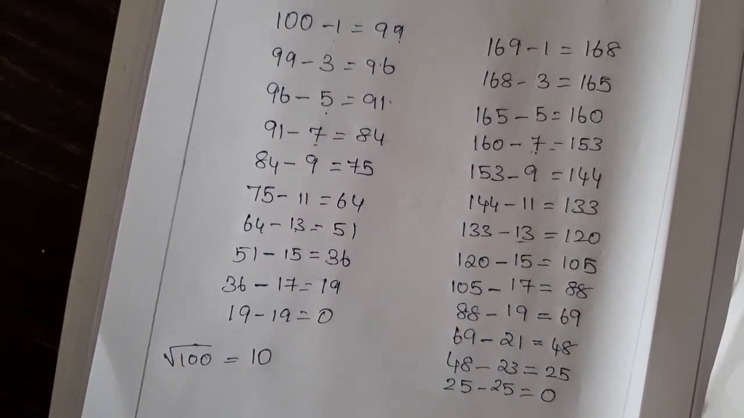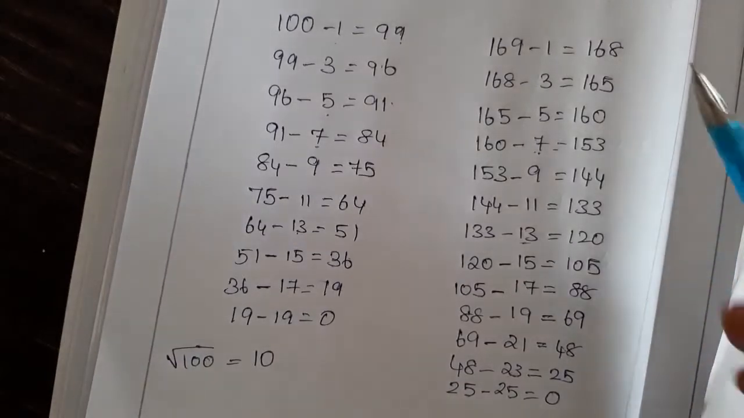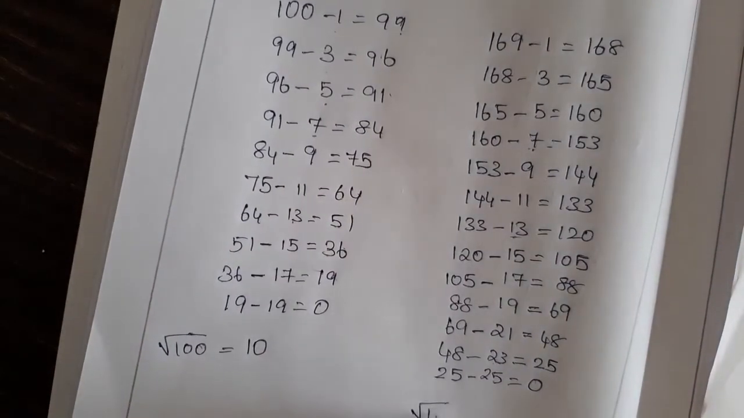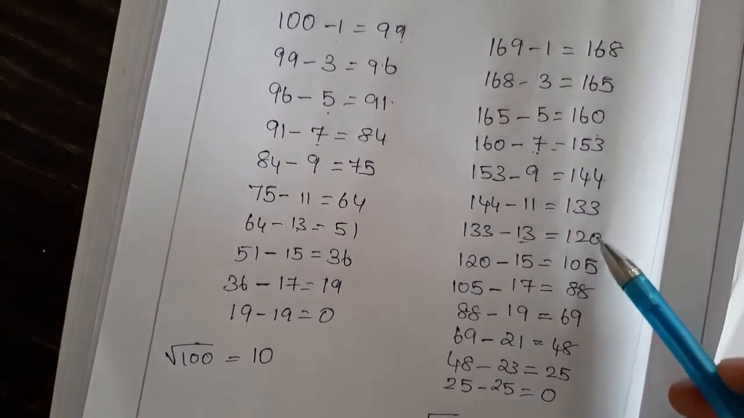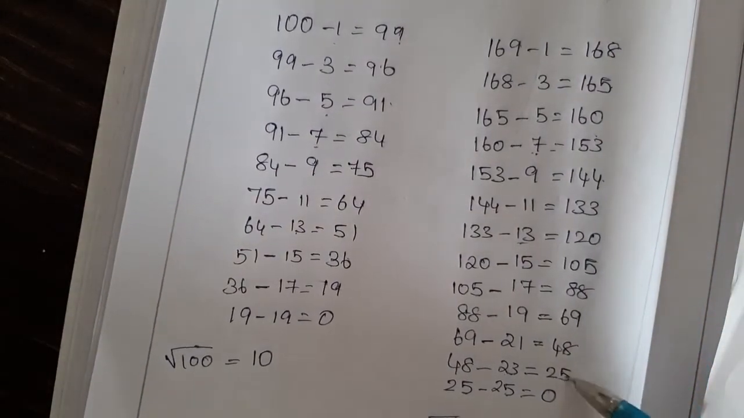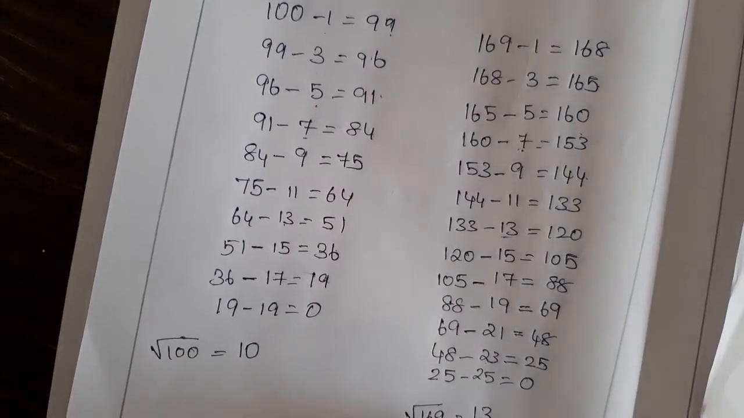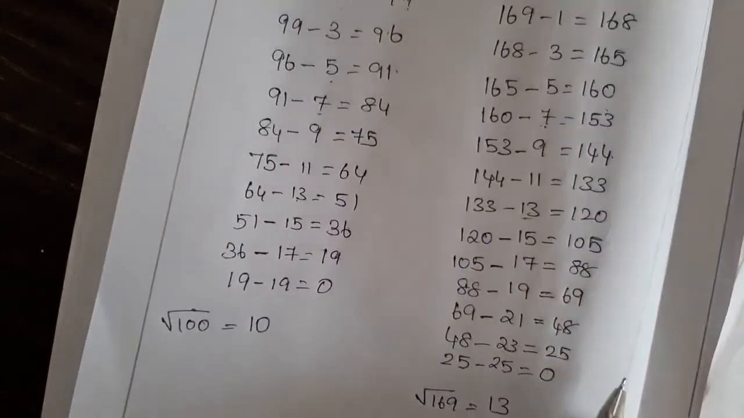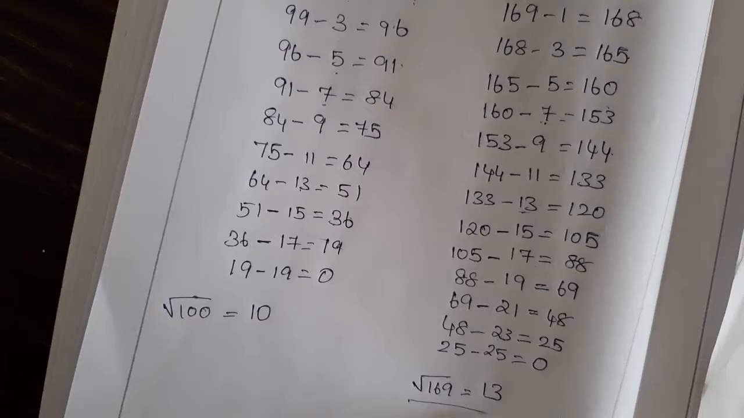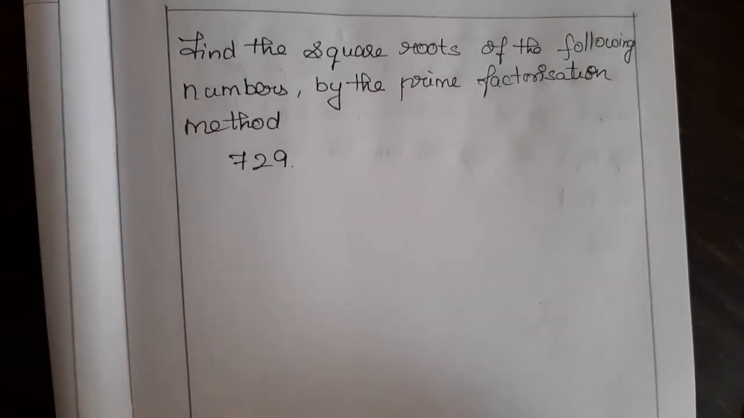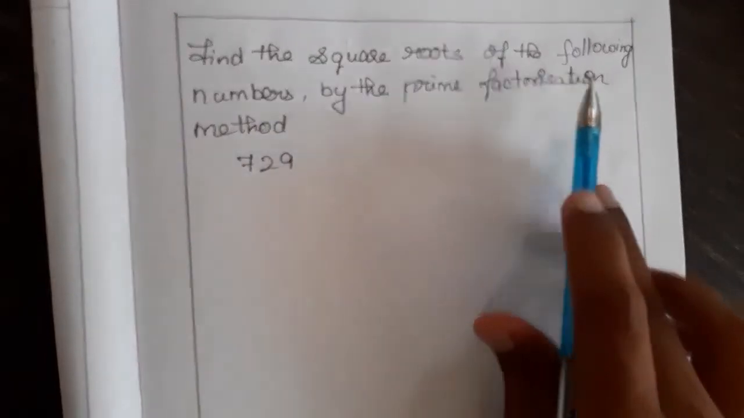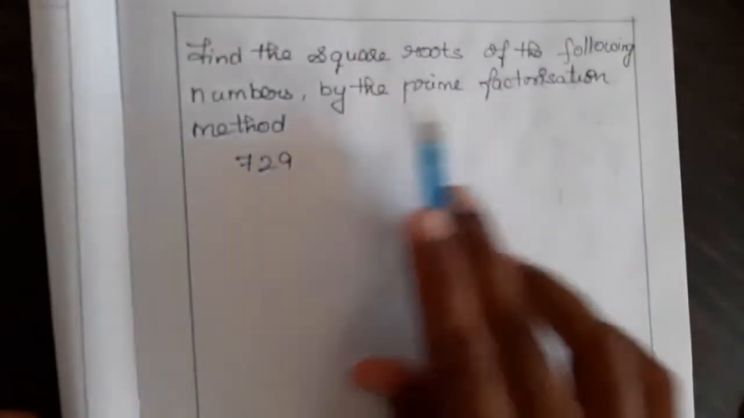But it is easy. Total how many steps are there? That is the square root of 169. We can see 1 2 3 4 5 6 7 8 9 10 11 12, and this is 13. So the square root of 169 is equal to 13. Clear? So next, find the square roots of the following numbers by the prime factorization method.